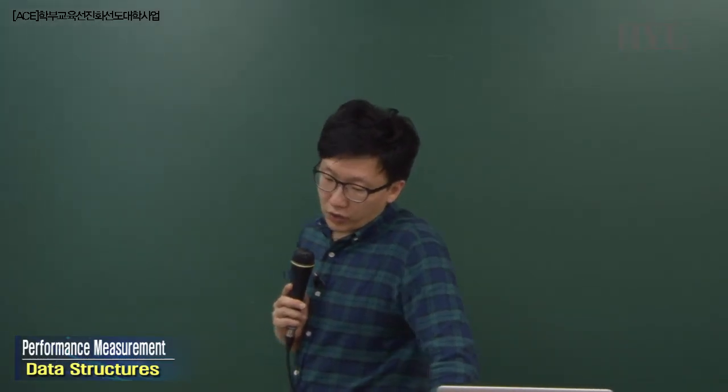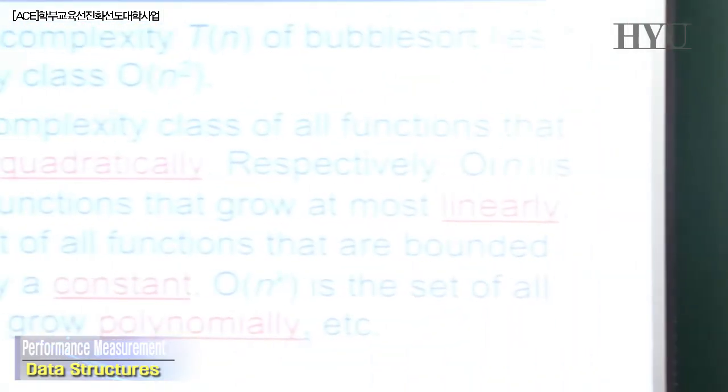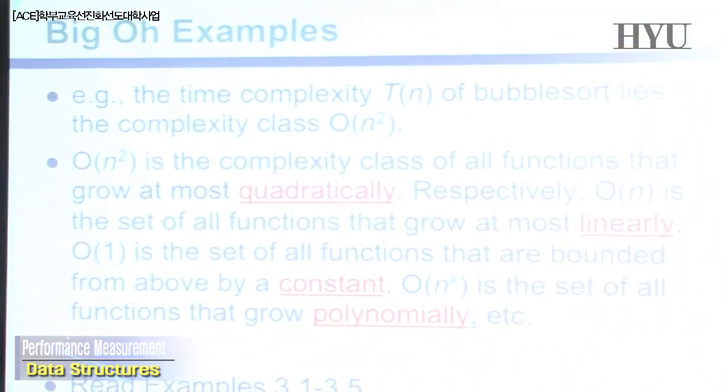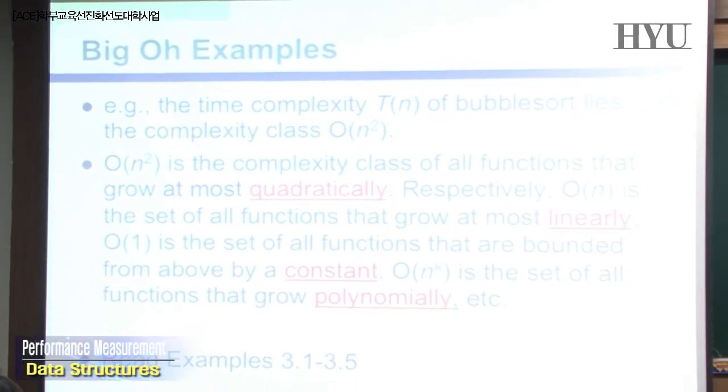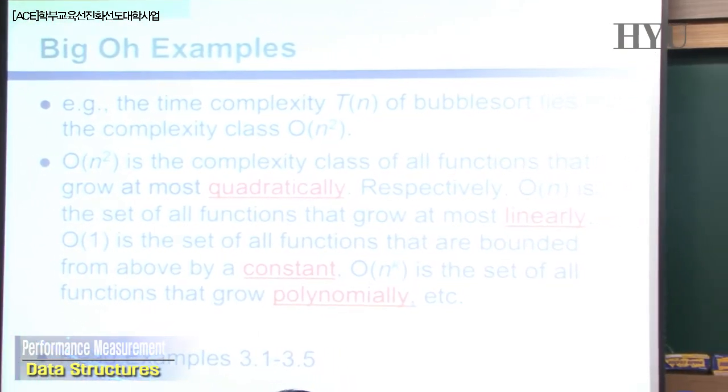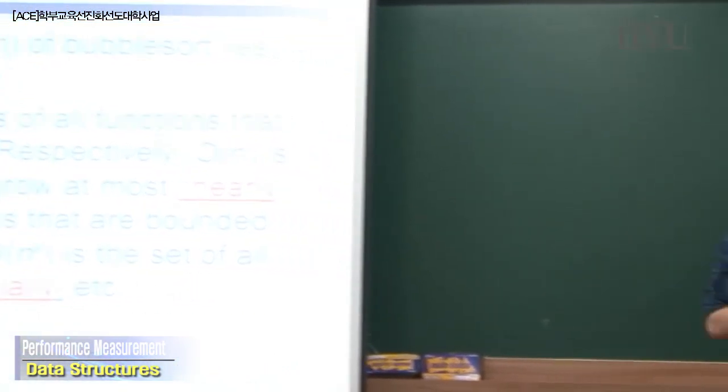And n to the k is the set of all functions that grow polynomially. N squared, n to the 3, n to the 4, like cubic, quartic equations, those kinds of things. So those are called polynomials.